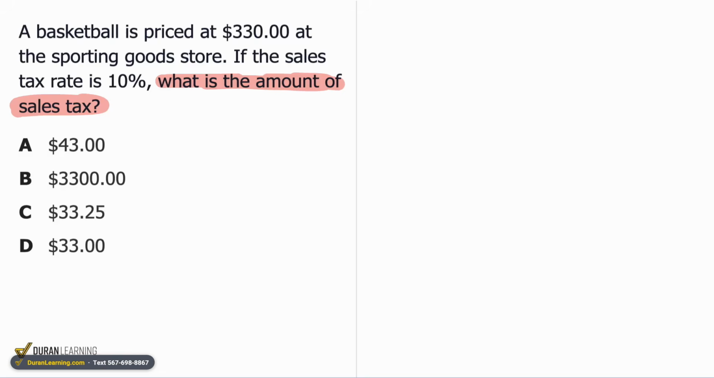Yeah, we're just looking for the tax, everybody. This is one of the biggest things about problems like this. We have got to understand what it is that we're trying to achieve. And here, it's just the amount of the sales tax.